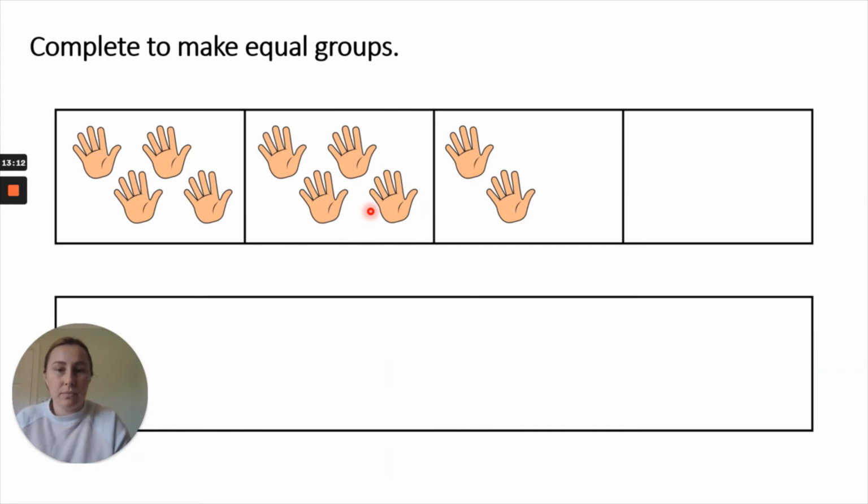In my third group, it's unequal at the moment. Can you make it equal for me? How many more hands do we need to put in this box to make it equal? And in my fourth box, in my fourth group, I have no hands. So how many hands do I need to draw to make this equal? Now, if you're struggling with the drawings, you can always just draw the boxes and do some circles or some dots to represent the hands.